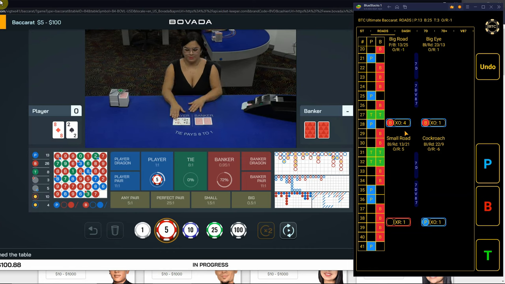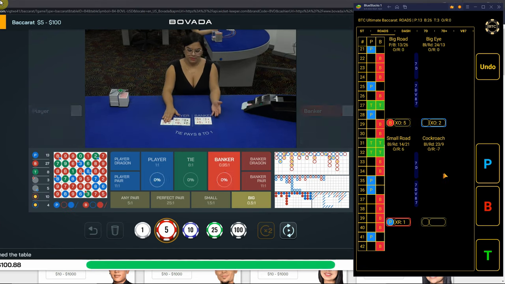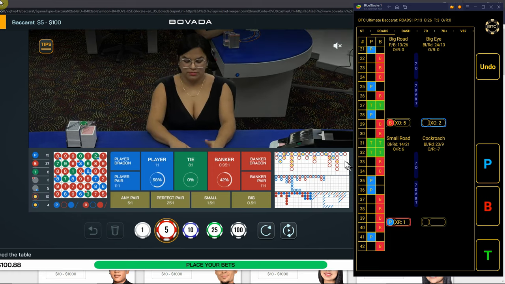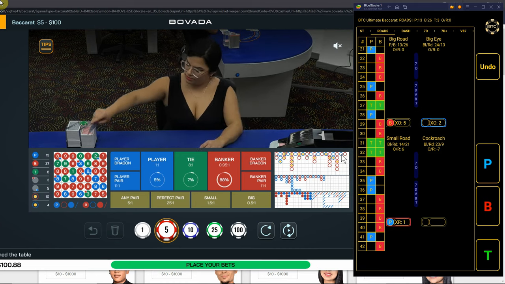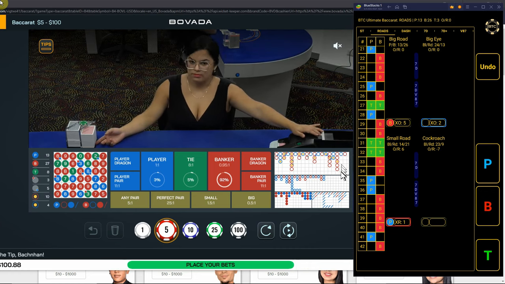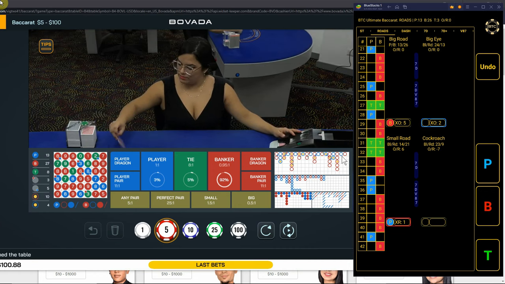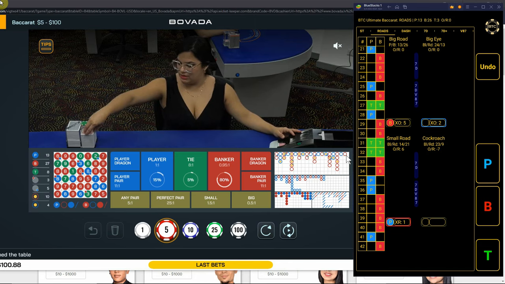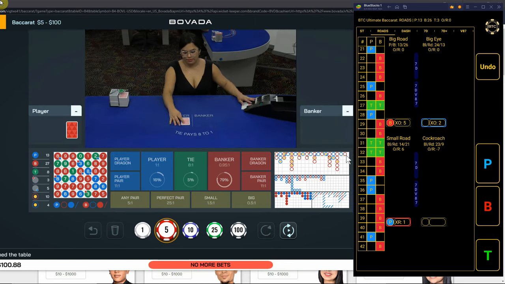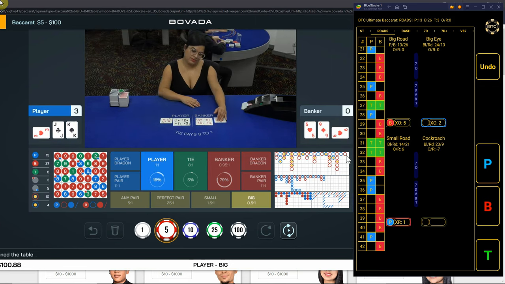Ooh, gonna need some help here. Okay, banker. So, it's possible this could go back into a repeat pattern, which would be another single following this single player. So for right now, we've got a confirmed single player, which is switched to a banker that's unconfirmed. We don't know if this banker is a multiple or a single yet. This hand is going to tell us, and player wins.